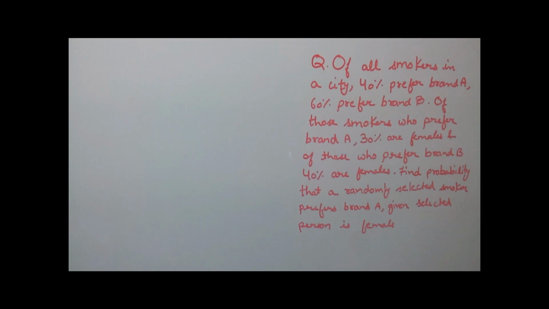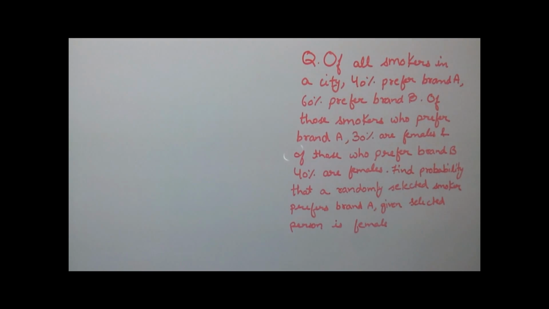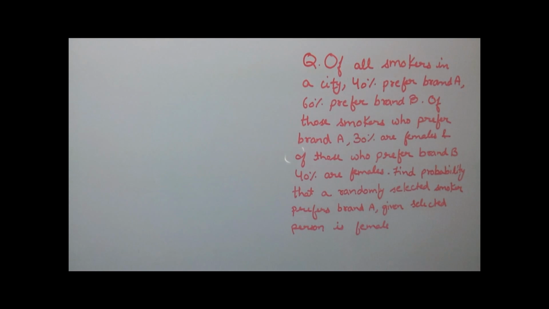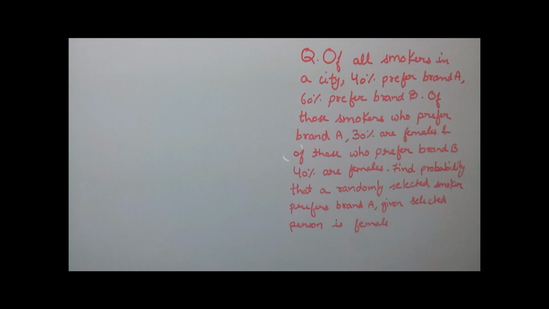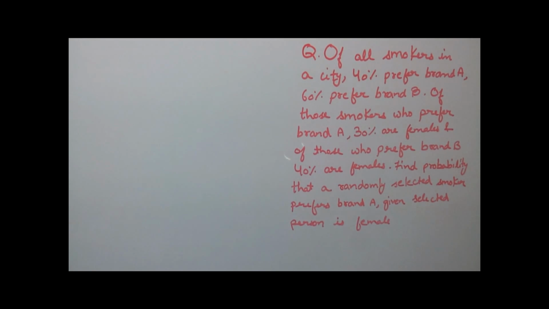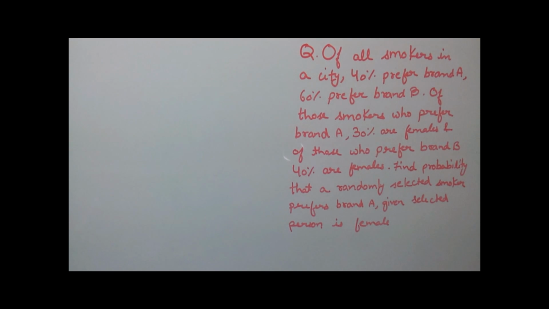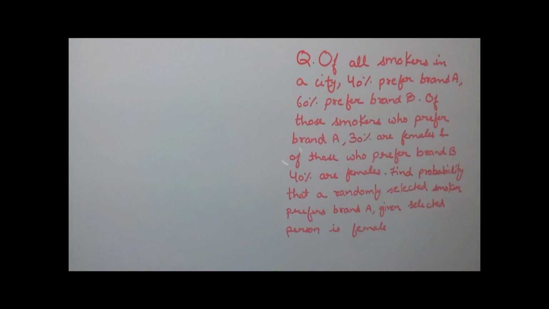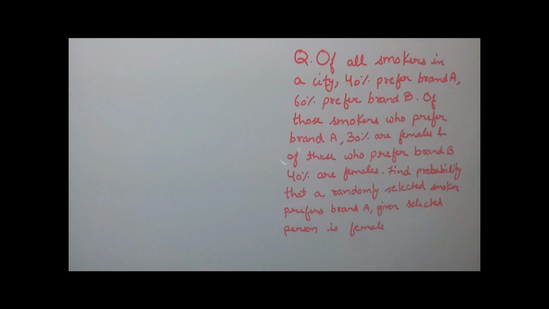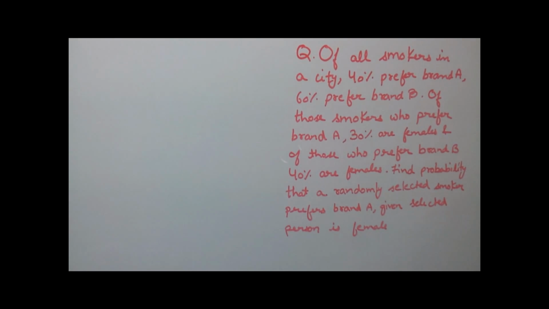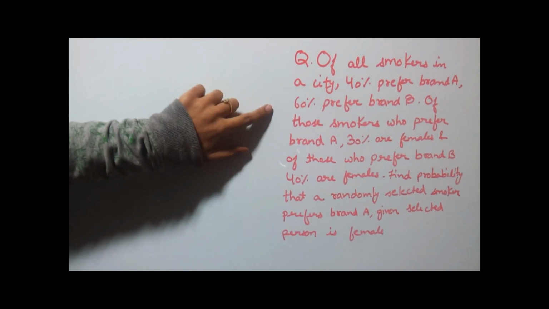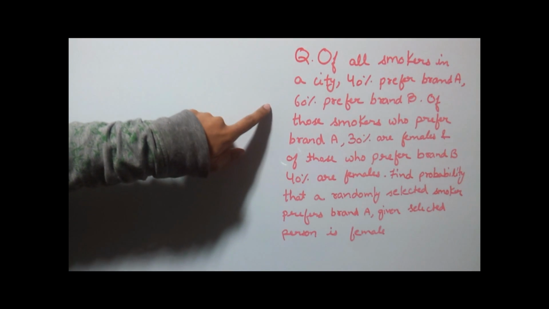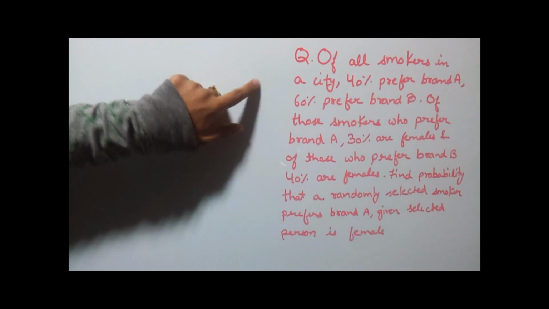Our next question is: of all smokers in a city, 40% prefer brand A and 60% prefer brand B. Of those smokers who prefer brand A, 30% are females, and of those who prefer brand B, 40% are females. Find the probability that a randomly selected smoker prefers brand A given the selected person is female. As we can see, it's a case of mutually exclusive events, because people who prefer brand A cannot prefer brand B, and similarly, people who prefer brand B cannot prefer brand A.